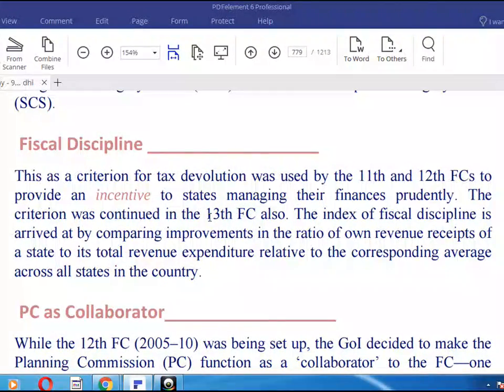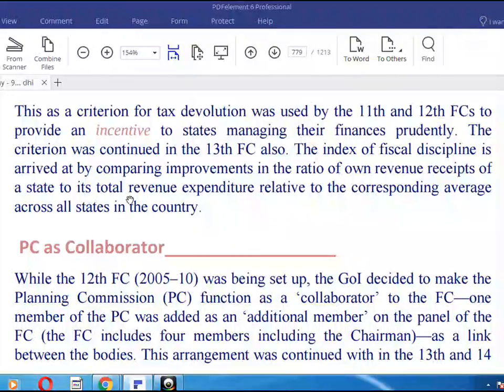Fiscal discipline. This criterion for tax devolution was used in the 11th and 12th Finance Commissions to provide an incentive to states managing their finances prudently. The criterion was continued in the 13th Finance Commission also. The index of fiscal discipline is arrived at by comparing the improvement in the ratio of own revenue receipts of a state to its total revenue expenditure relative to the corresponding average across all the states in the country.